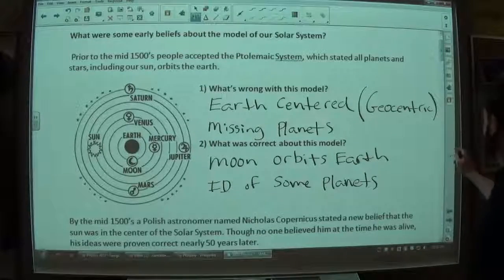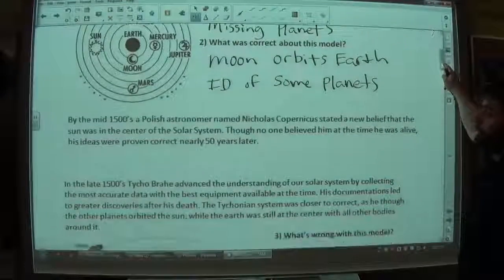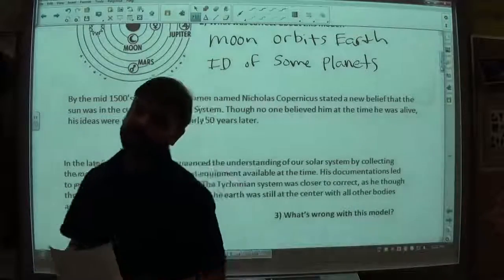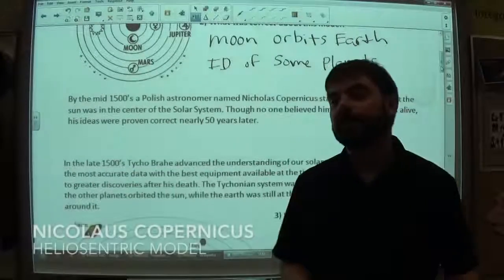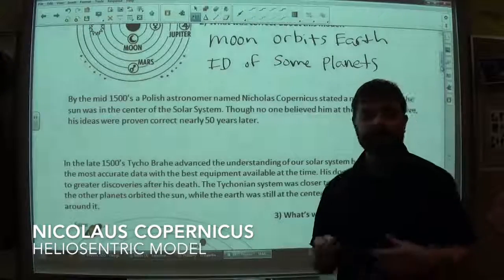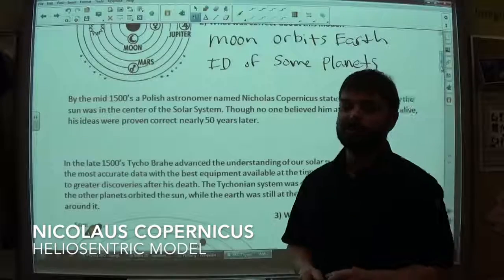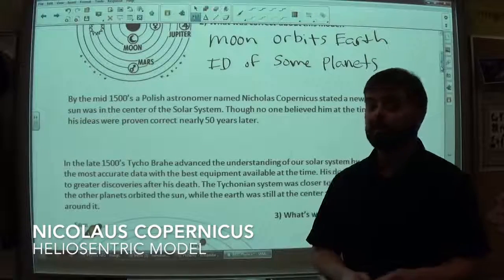Now, if we cruise ahead not too much further than this, in the mid-1500s there was a Polish astronomer. His name was Nicholas Copernicus, and he had a different idea about the location of the sun and maybe how the planets moved. He didn't have quite as much data collected as some other astronomers, and his ideas definitely were not accepted by people of high power.